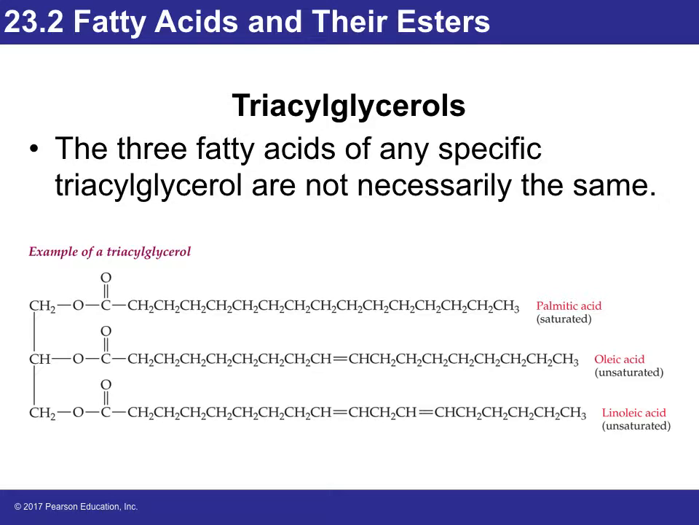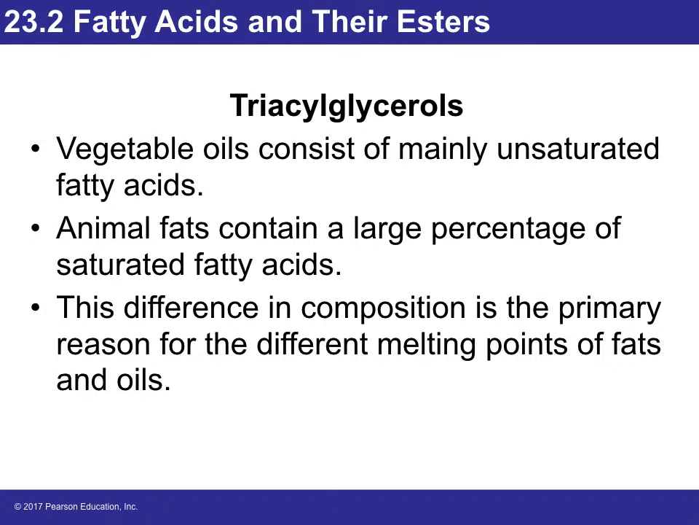So those triglycerides in vegetable oil are mainly unsaturated fatty acids. Animal fat has a large percentage of saturated fatty acids, and we're going to see the properties in the next part of the lecture. A single bond or double bond is going to make the molecule either more compact or more loose, and that's going to give you the reason for the different melting points of fats and oils.